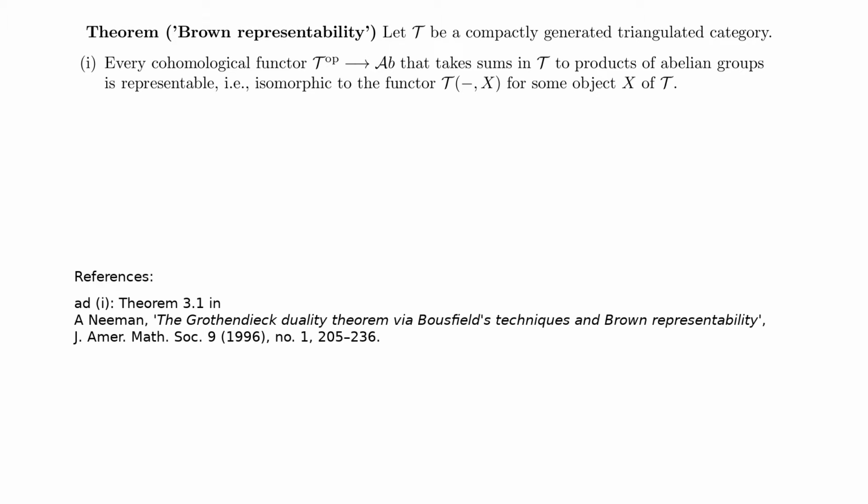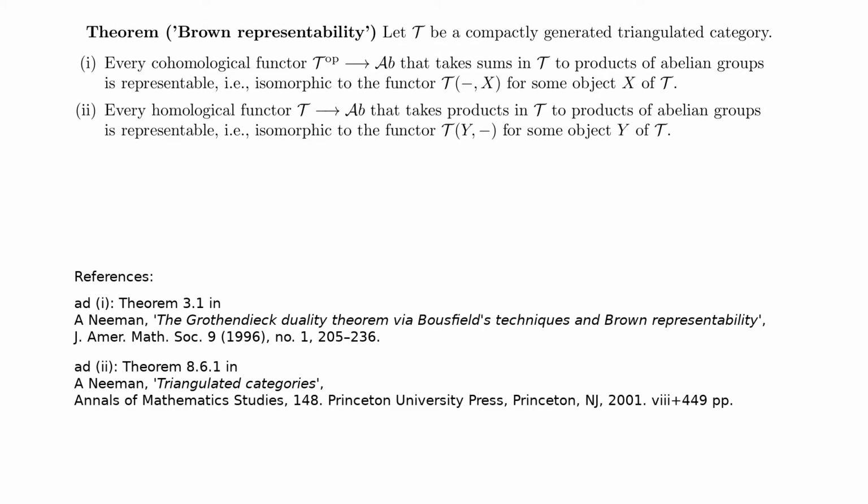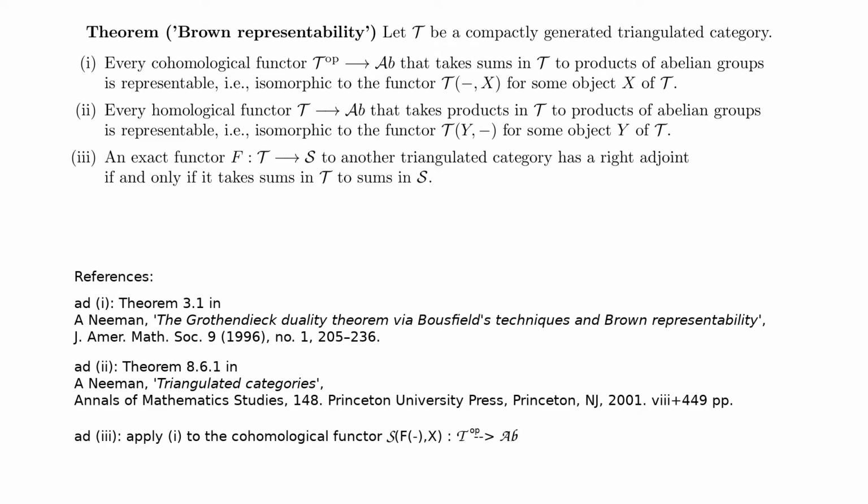The second statement is sort of dual. It says that every homological functor that takes products in T to products of abelian groups is representable in the other variable. The consequence that we're going to use is the existence of adjoints. The third property is that if you have an exact functor from the given triangulated category T to some other triangulated category S, then this has a right adjoint if and only if it takes sums in T to sums in S. Clearly, if it has a right adjoint, it has to preserve sums, and the converse is really what matters to us.